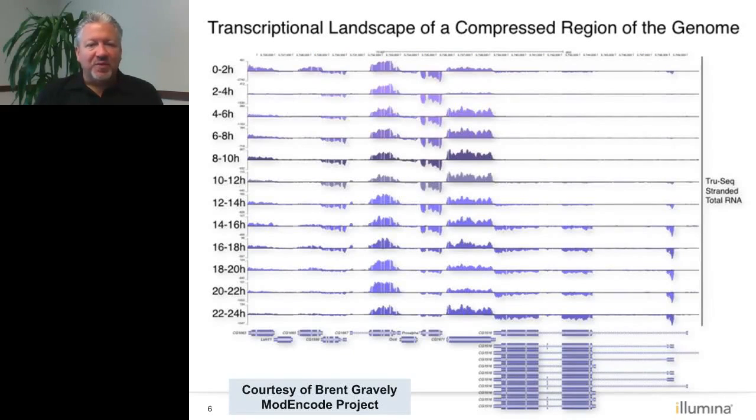The other really cool thing about RNA-Seq and transcriptomics in general is that it's so dynamic. This is one of my favorite figures. It was actually put together by Brent Gravely of the modENCODE project. It just shows a relatively simple 24-hour time progression of Drosophila development. And we're looking at just one small region of one chromosome in Drosophila. And you can see the data, the reads on the top strand come from one gene, the reads on the bottom strand come from a gene transcribing in the opposite direction. But you get to see the complexity that's happening just in this one region with this handful of genes throughout development in Drosophila.